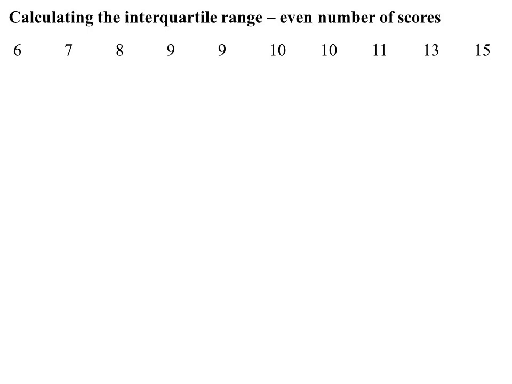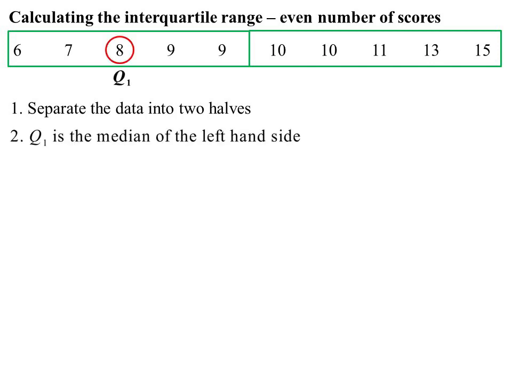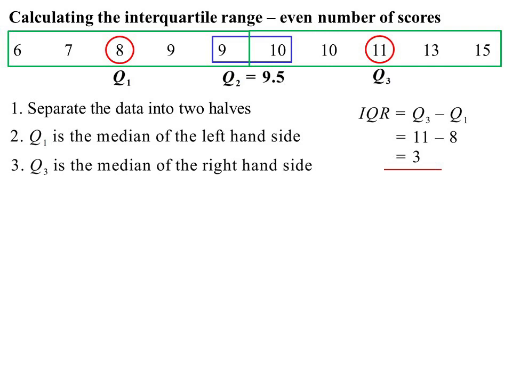Now, if we have an even number of scores, we can just split them into 2 even sets. So we split it down the middle, and in this case we get 2 sets of 5. Again, we find the median of each of these sets. So the first one, 8, will be Q1. In the second set of data, 11, that'll be Q3. The interquartile range is 3. And of course, if we did have to find that median, we know we average those 2 scores there, and that would get us 9.5.